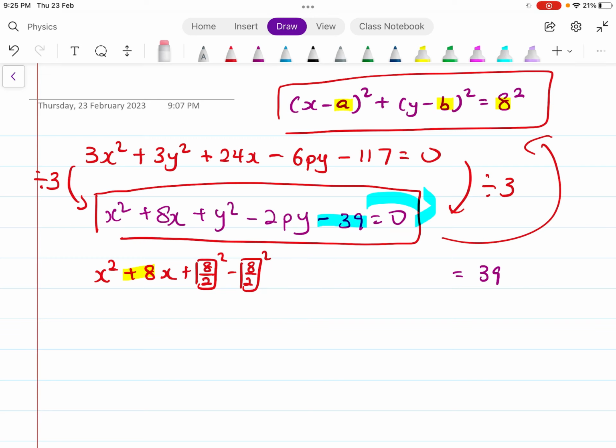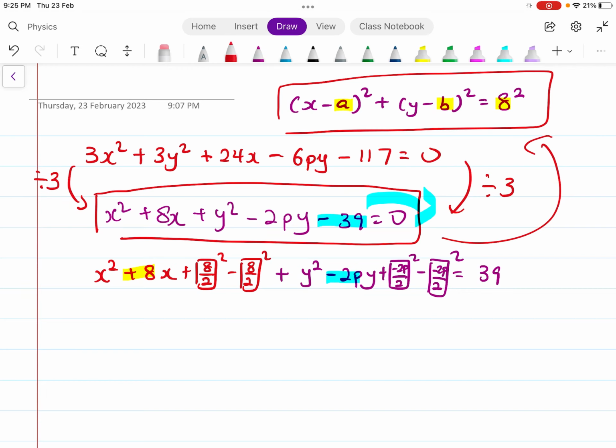Of course there's one more thing I want to complete the square, which is your y. So we put a plus y squared minus 2py. Then you put a box, and after that, minus the same box. Inside the box you put minus 2p divided by 2, minus 2p divided by 2.